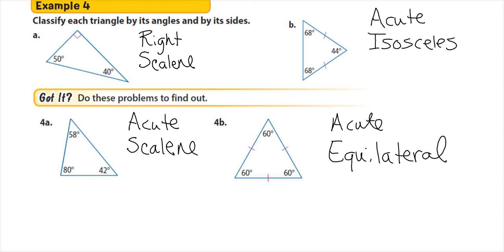That's it for this lesson. Take your time. Just remember when you're classifying, you need to do it by sides and by angles. And make sure that you remember that the angles inside will always add up to 180. If you do have one on the outside, you just take 180 minus the part that you do have, and that will tell you the other part.